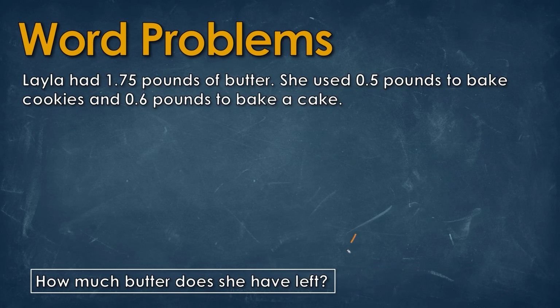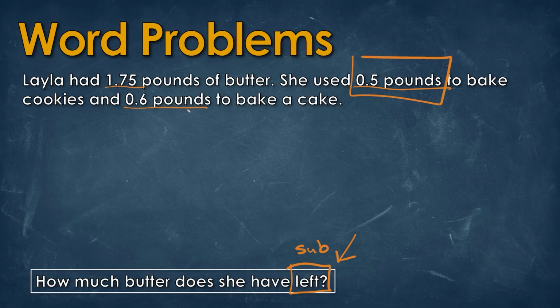Looking at the next problem, it says how much butter does she have left? So again, left is going to mean subtraction. But again, we have 3 numbers, so we need to figure out what we're going to be doing. Layla has 1.75 pounds of butter. She used 0.5 pounds to bake cookies and 0.6 pounds to bake a cake. So how much does she have left?